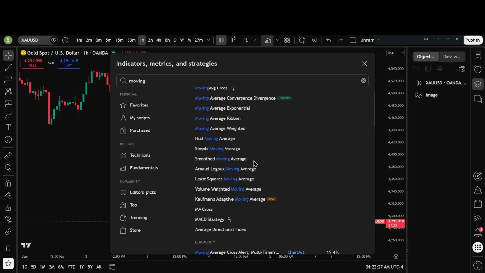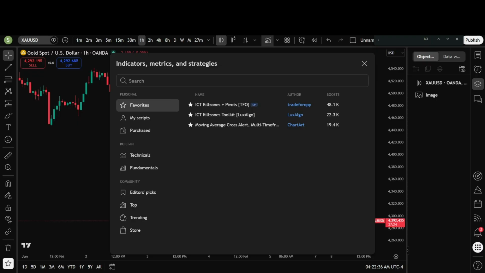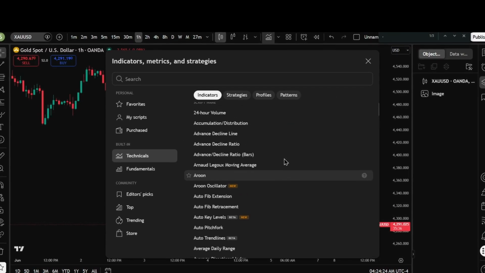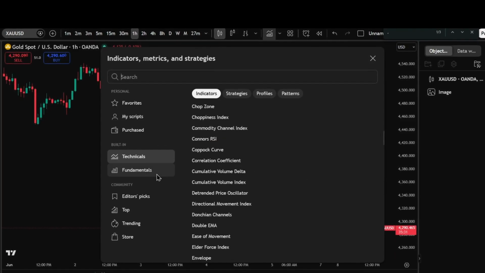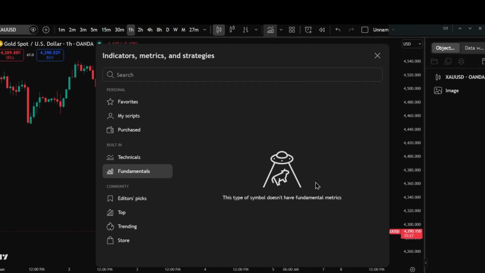You can add free indicators, paid indicators, community-created indicators, or even ones you create yourself. There are a few important things to note. Favorites. Save the indicators you use most often here. This way, whenever you open a chart, you can access them quickly without searching.